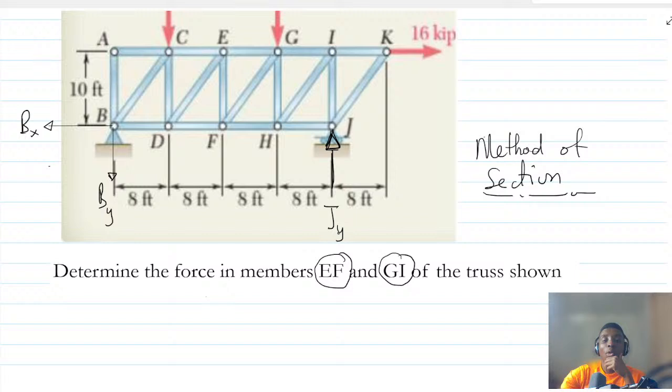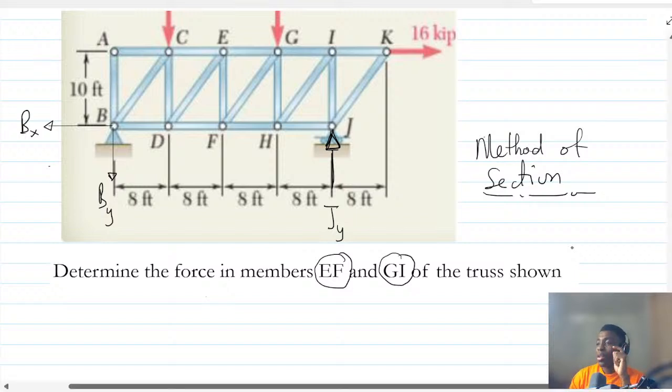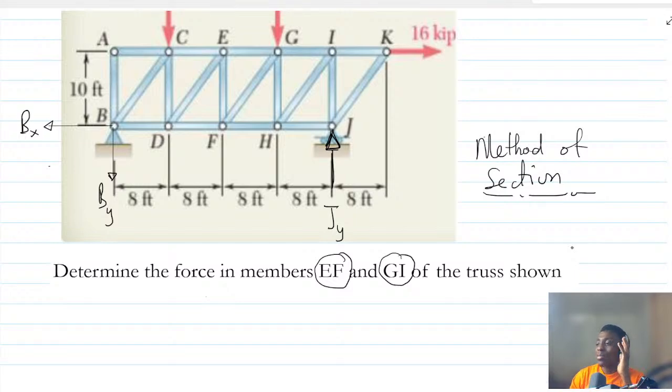Please listen to this carefully. Whenever you have a truss question, whether it is method of section or method of joint, it doesn't matter. The first thing to always do is what? Find the support reaction. That is the first thing to do. Always. In any truss question, find the support reaction first, please.